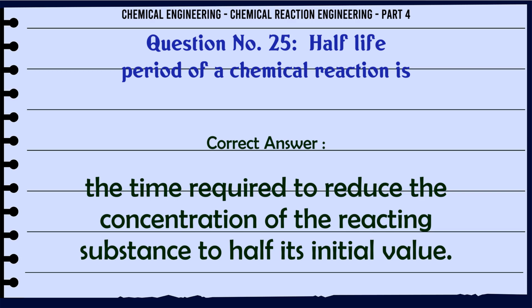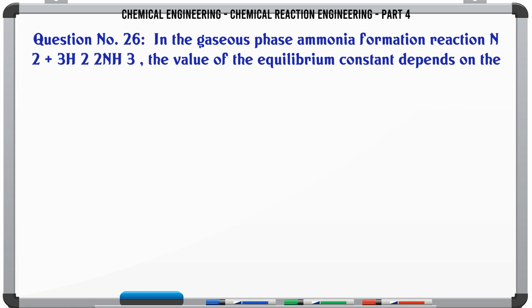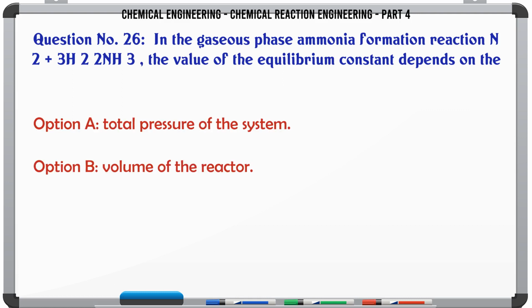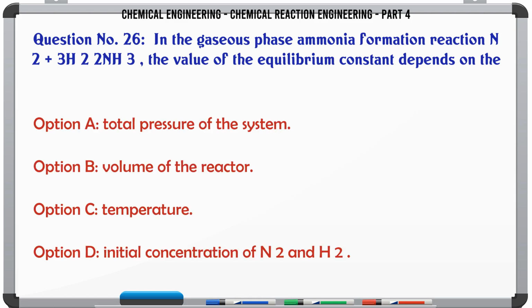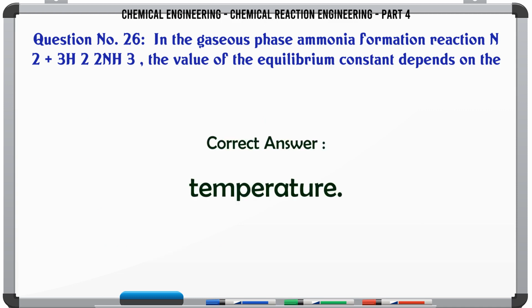In the gaseous phase ammonia formation reaction N2 + 3H2 ⇌ 2NH3, the value of the equilibrium constant depends on the A. Total pressure of the system. B. Volume of the reactor. C. Temperature. D. Initial concentration of N2 and H2. The correct answer is temperature.